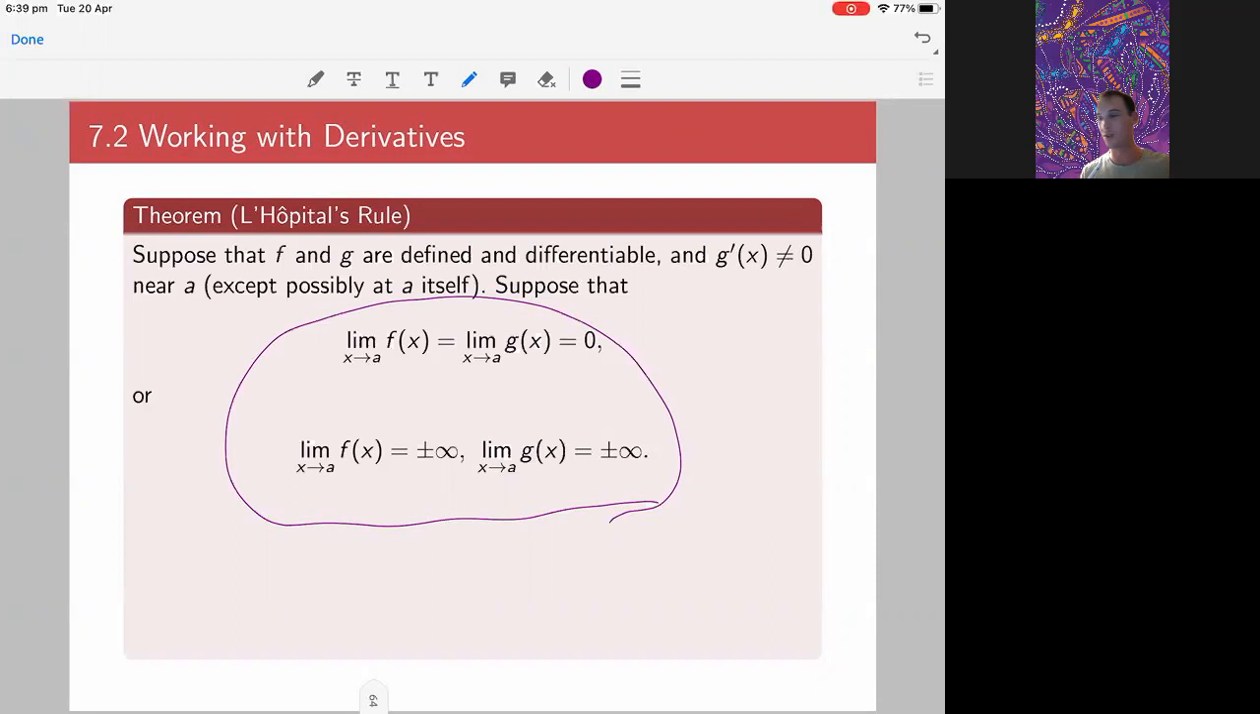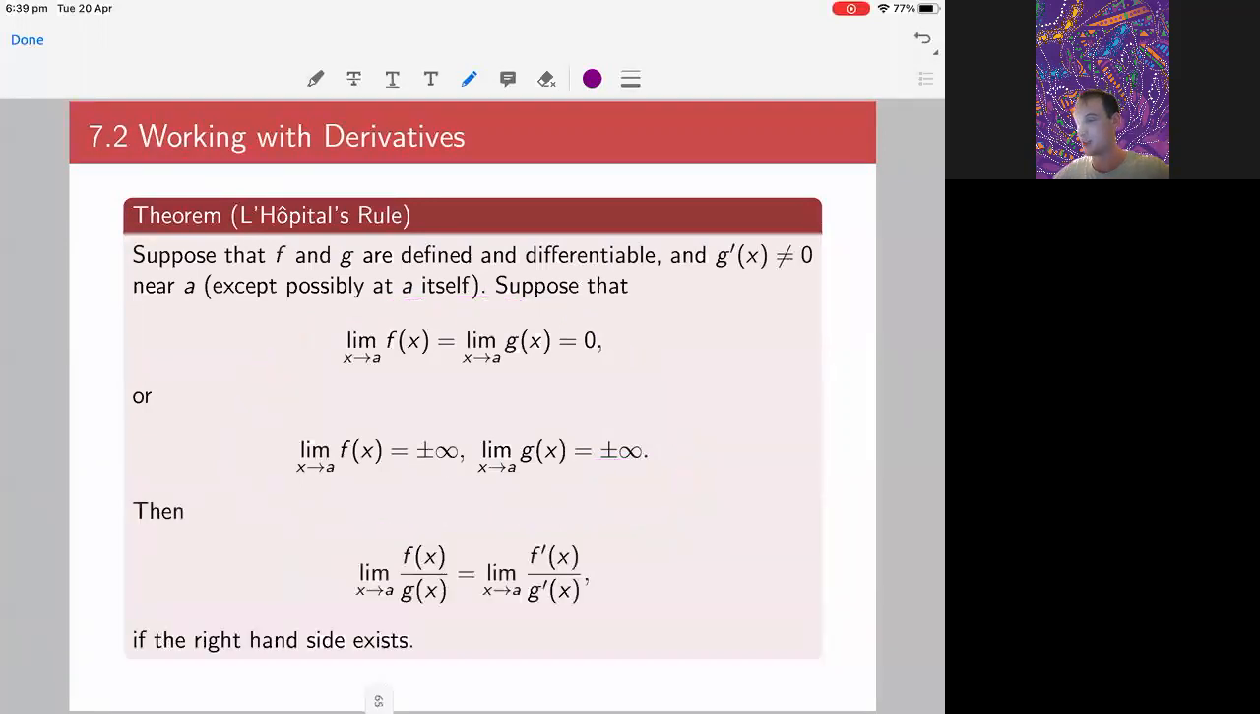Instead, L'Hopital's rule concerns the special case where both limits are either 0 or they're both plus and minus infinity. This is the power of L'Hopital's rule, in that in this situation, in which you wouldn't usually be able to apply the quotient rule for limits, you can instead apply L'Hopital's rule, which tells you that the limit of the quotients is the limit of the quotients of the derivatives, at least if this right-hand side exists.